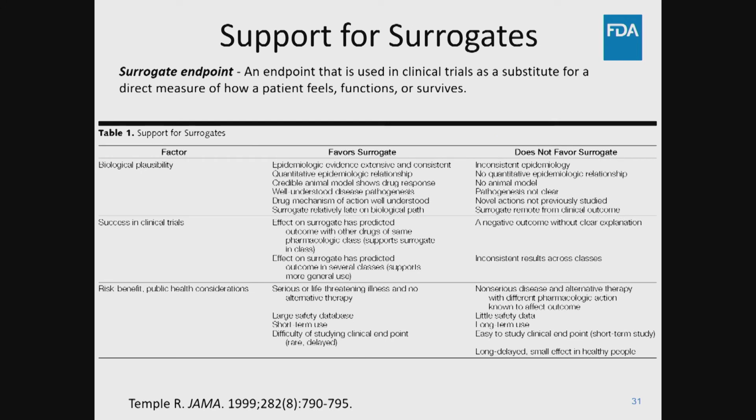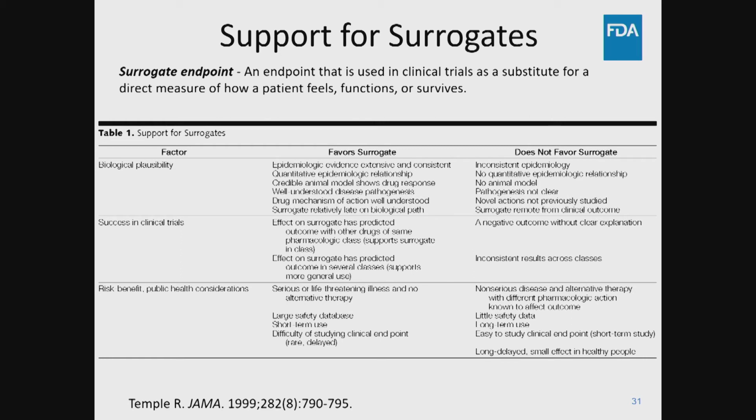Now that I've covered the different types of biomarkers and pharmacodynamic biomarkers versus candidate surrogate biomarkers, I want to discuss the issues associated with using surrogate biomarkers in drug development programs. So again, surrogate endpoints are defined as an endpoint that is used in clinical trials as a substitute for a direct measure of how a patient feels, functions, or survives.